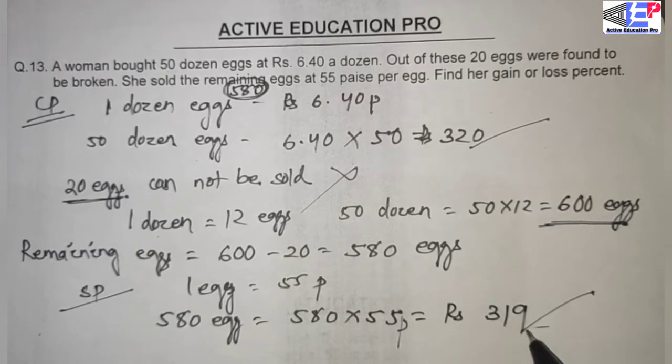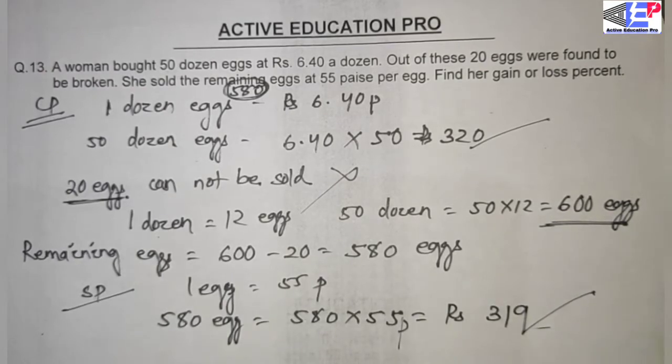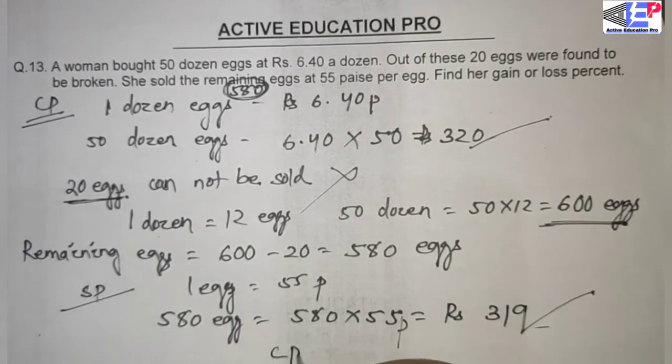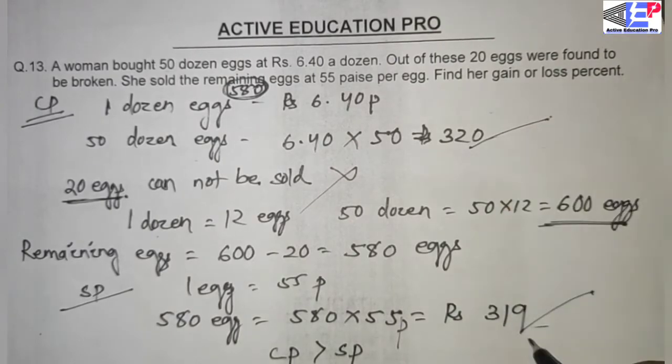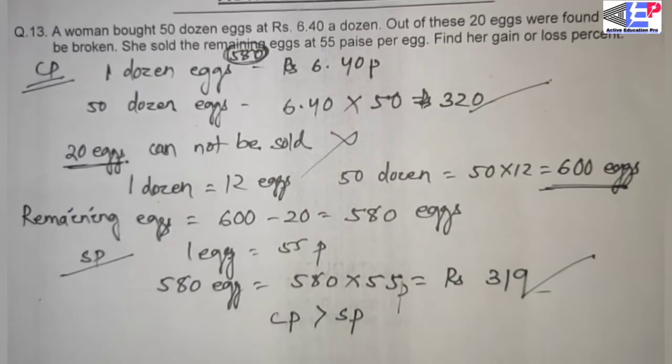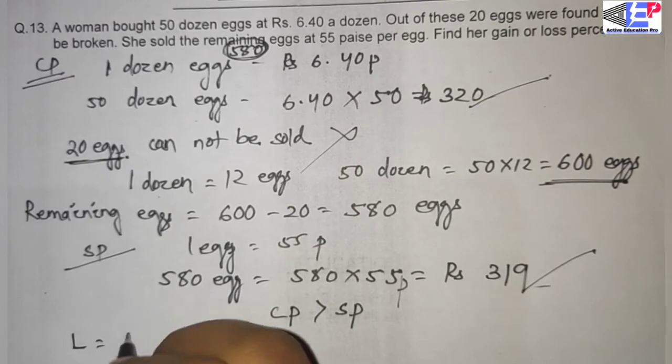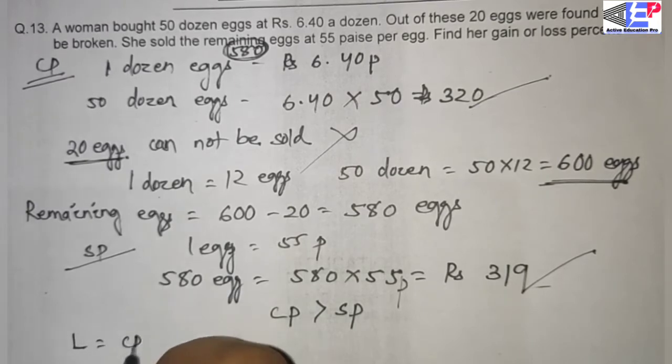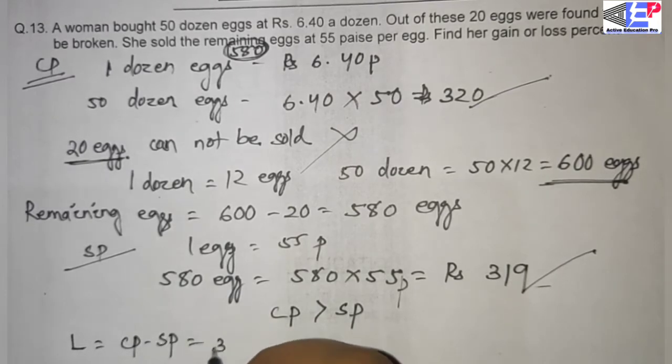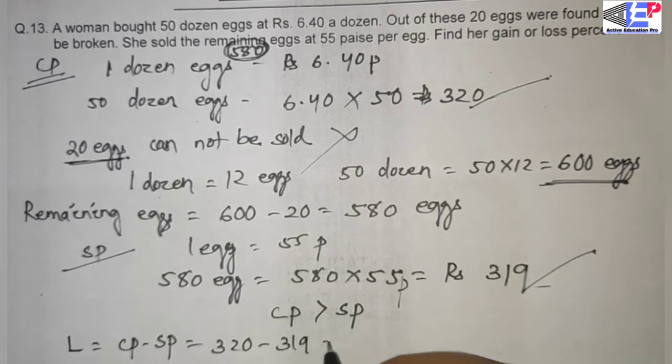This is rupees 319. Now look here, this is the CP and this is the SP. Here CP is greater than SP, 320 is greater than 319. So there is a loss. Loss is CP minus SP, which is equal to 320 minus 319. This is 1 rupee.